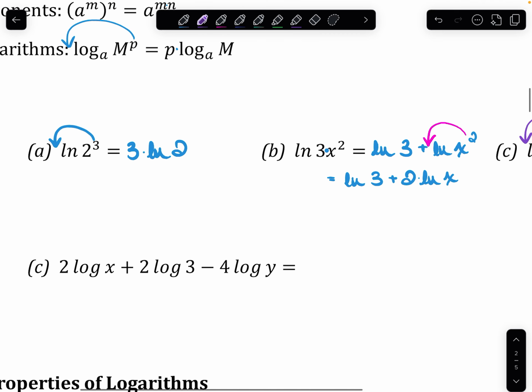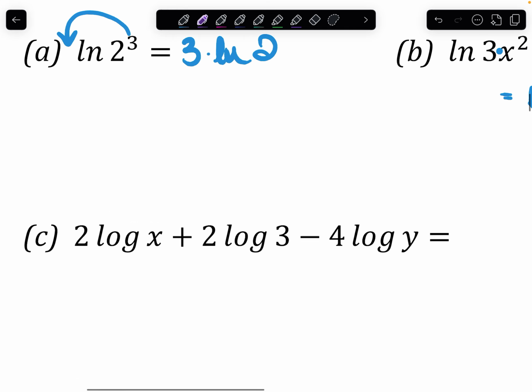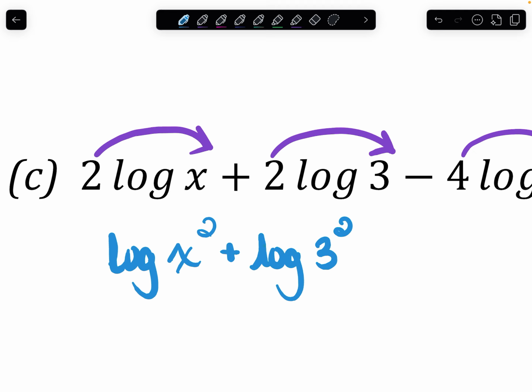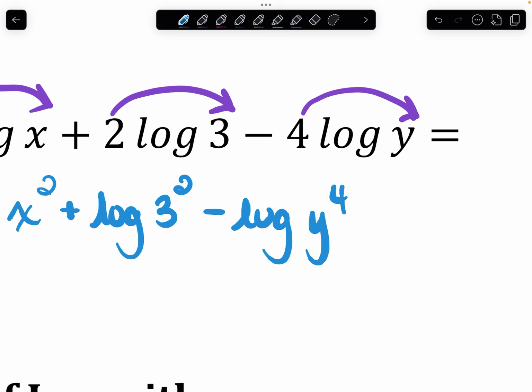All right, next, going the other way. So now we got everything rolled into here. We got addition, subtraction, we got multiplication, we got it all. So when you're going back to changing it over to multiplication and division and powers, exponents go back first. So this 2's got to get put back. Second 2 also put back, and the 4. So exponents go back to where they came from first. So this would be log of x squared plus log of 3 squared minus log of y to the 4th.